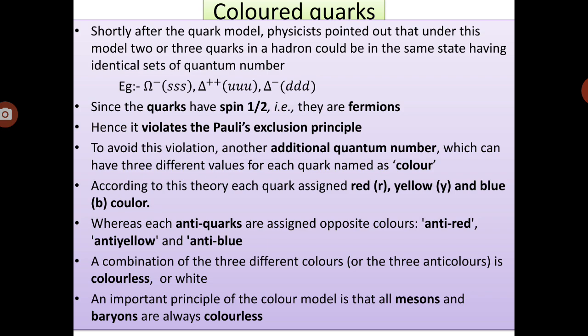And all the observable particles are colorless. The color, unlike other quantum numbers, cannot serve as a basis for classifying the hadrons, nor has it a direct influence on interaction between them.